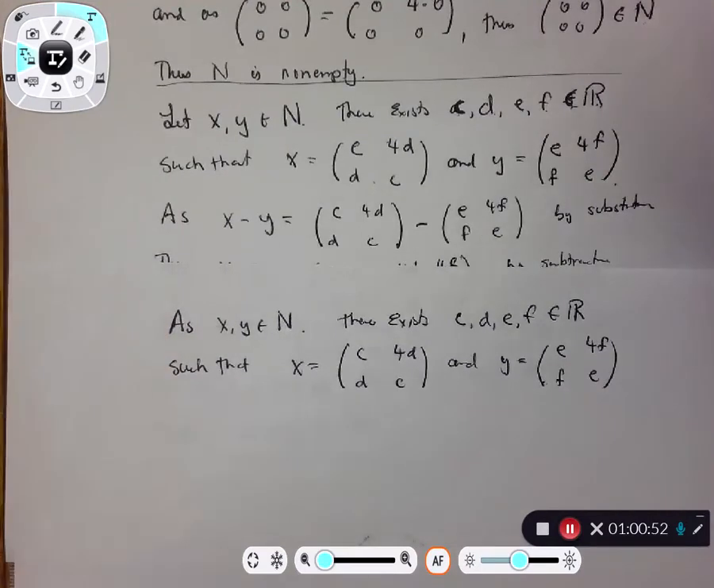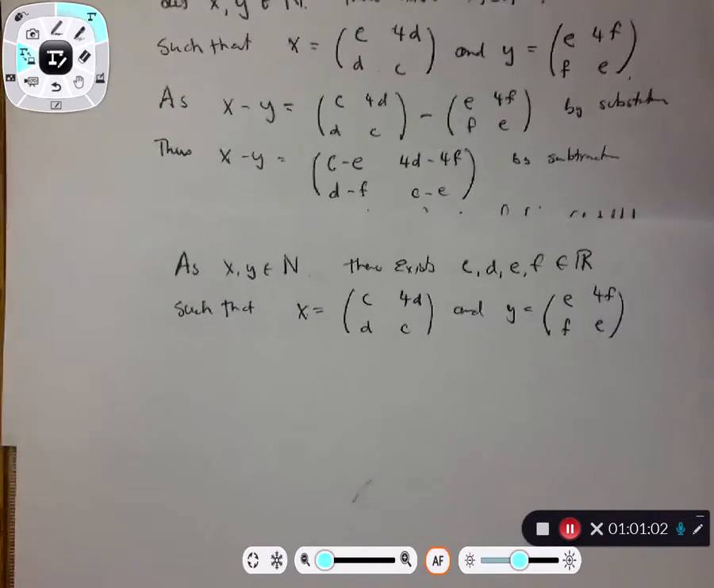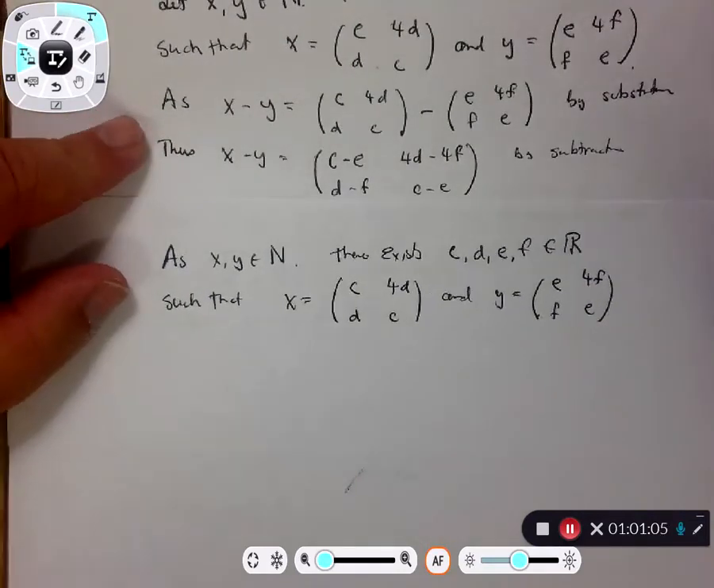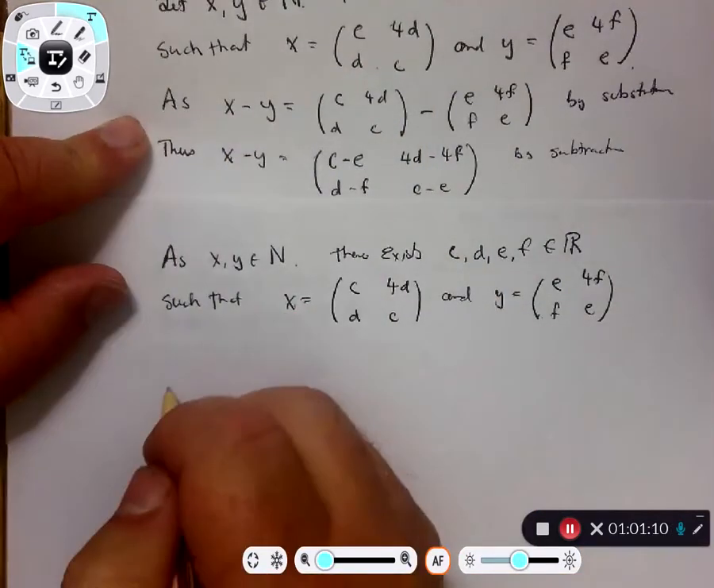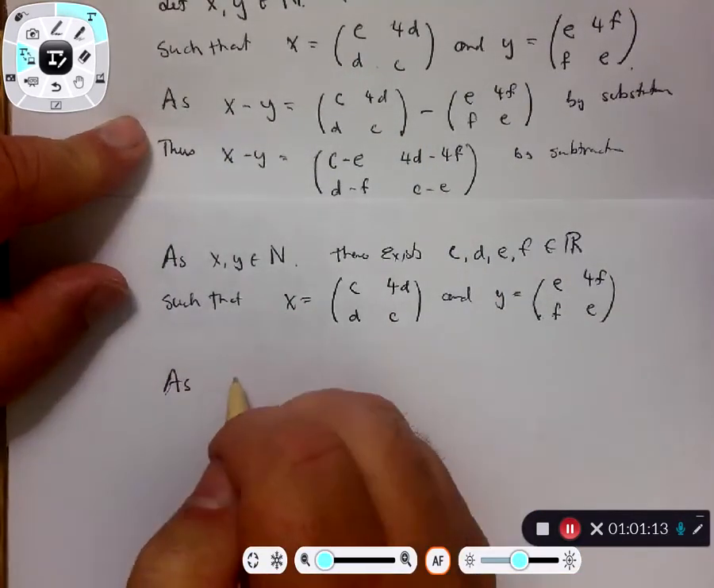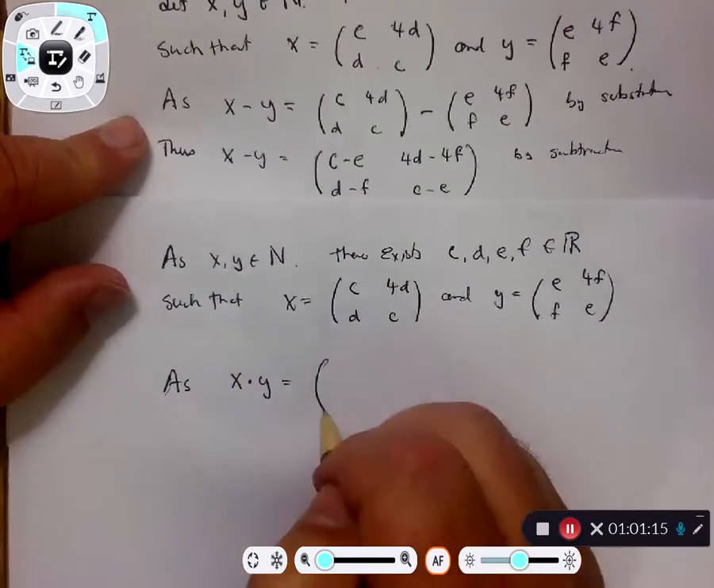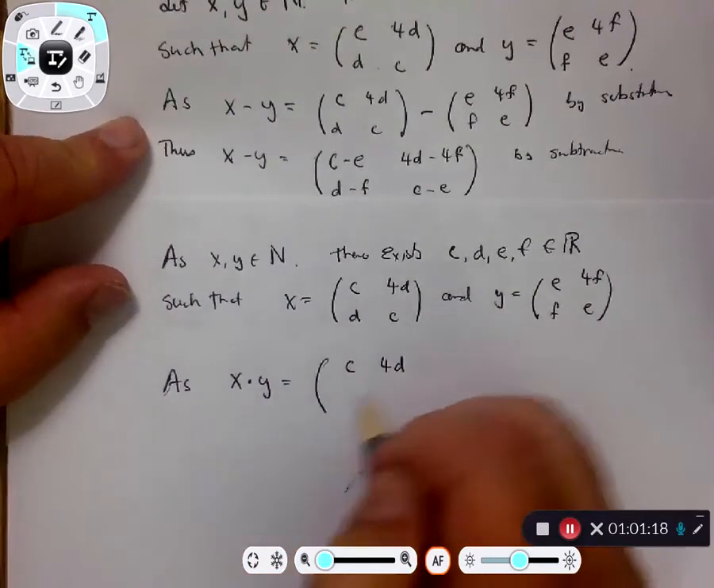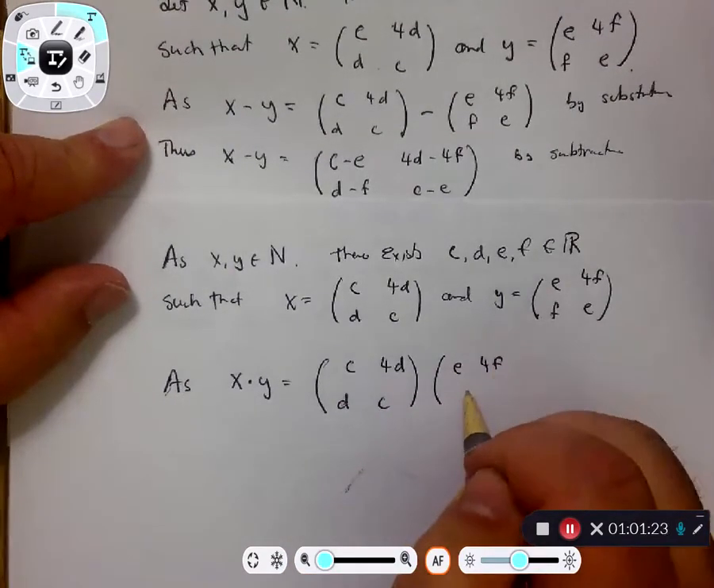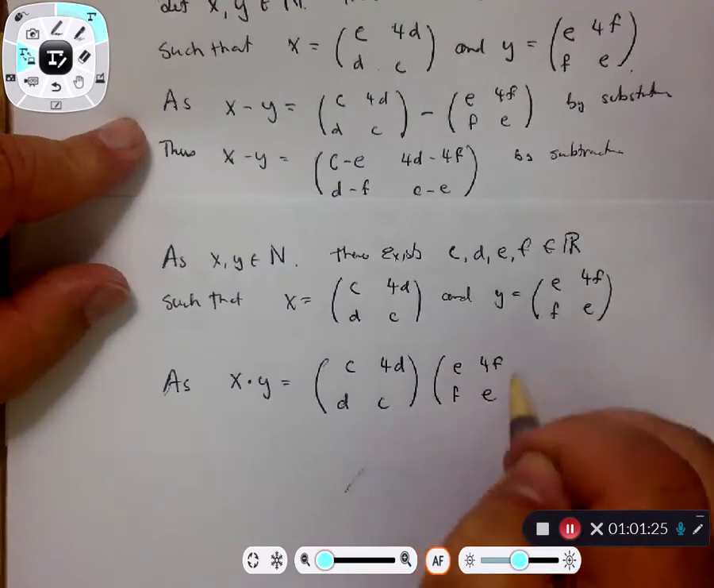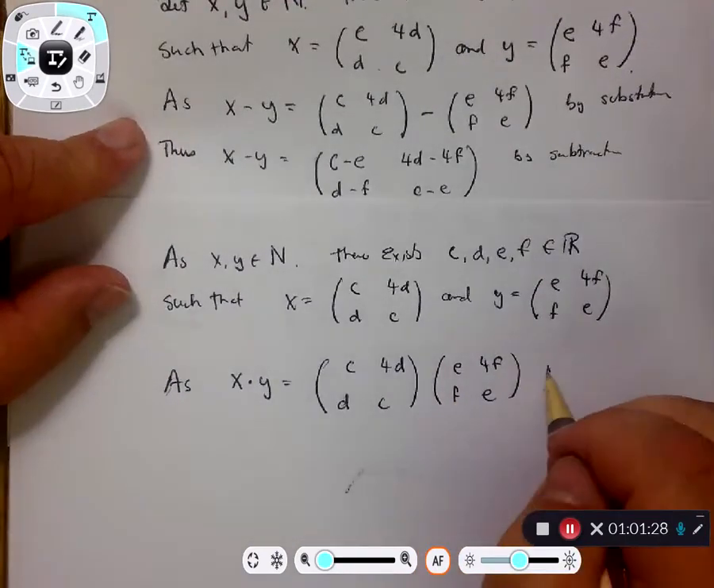As you get into senior level and graduate level mathematics, we'll cut some corners on it, but not in your first math proof class. We're looking for that structure. All right, so pick it up right here. But instead of subtraction, we're going to do times, multiplication. So then things will change. As x times y is equal to C, 4D, D, C, times E, 4F, F, E, by substitution.